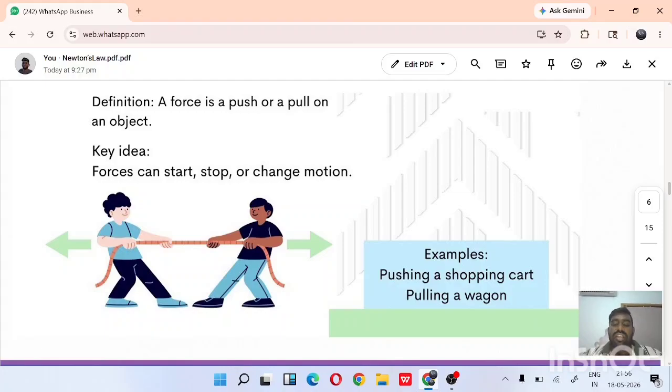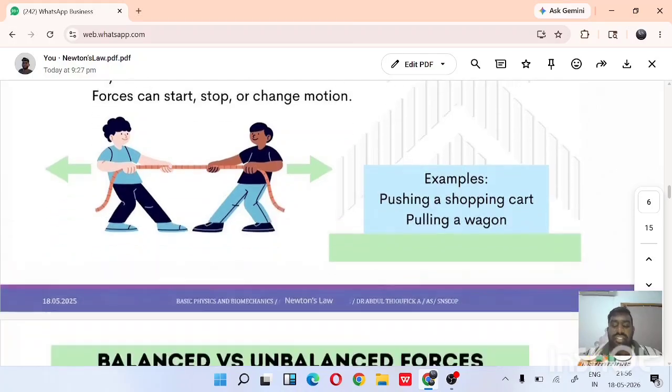In sports, a fast bowler in cricket generates more force for higher ball speed. Athletes improve acceleration by increasing muscular force production.